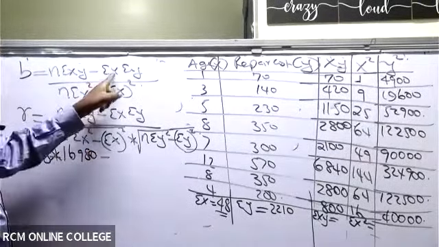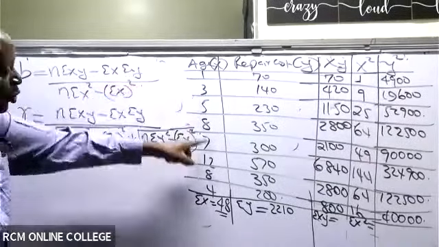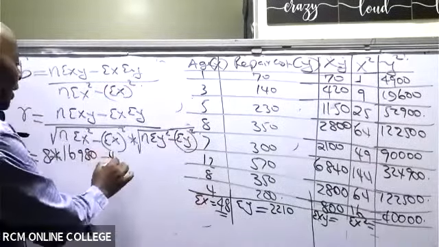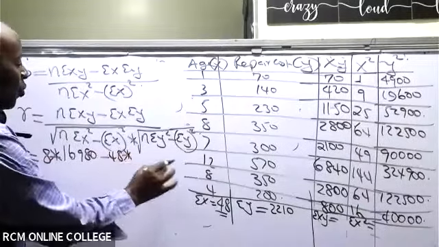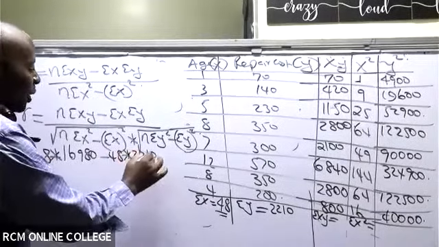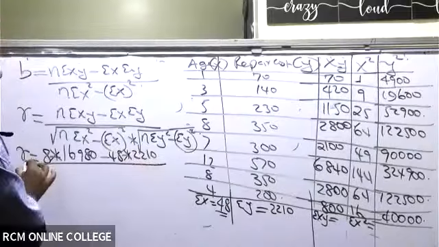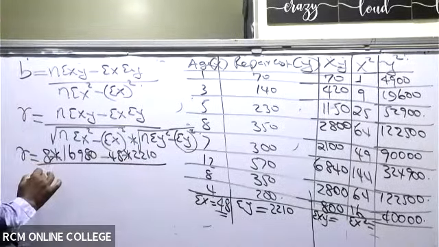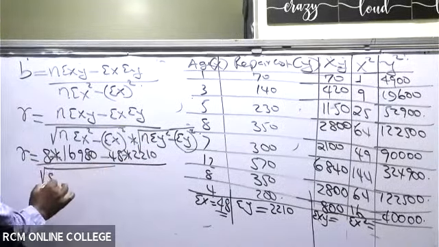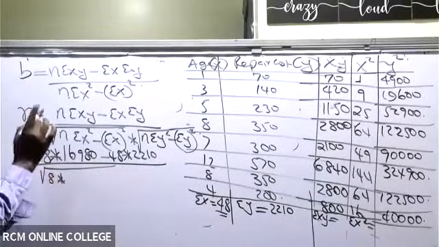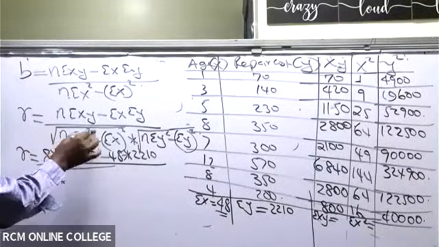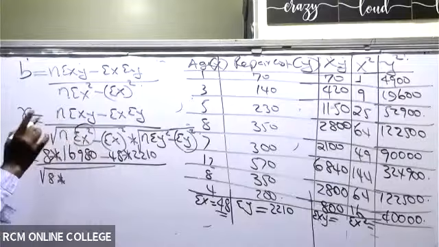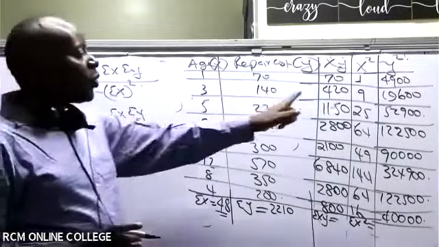Minus now summation of x times summation of y. Summation of x I have here, it is 48, times summation of y, I as well have that one as 2210. All over, we come to the denominator here. So the denominator, we start with the square root of n, which is 8, times summation of x squared.